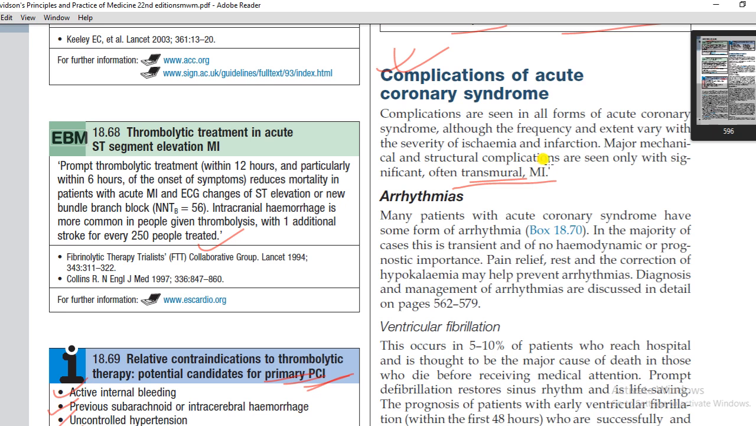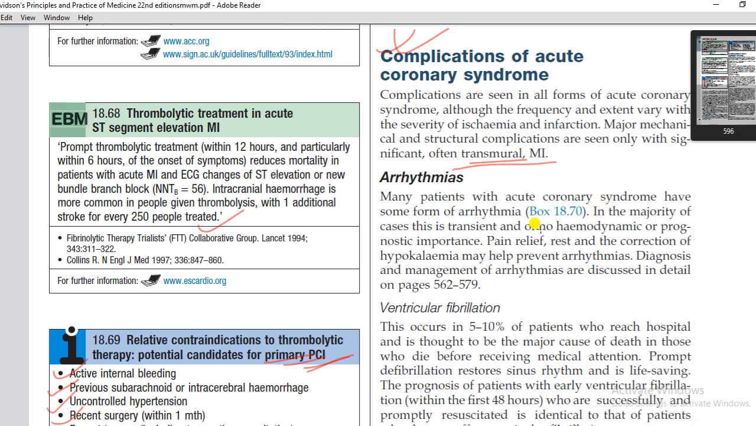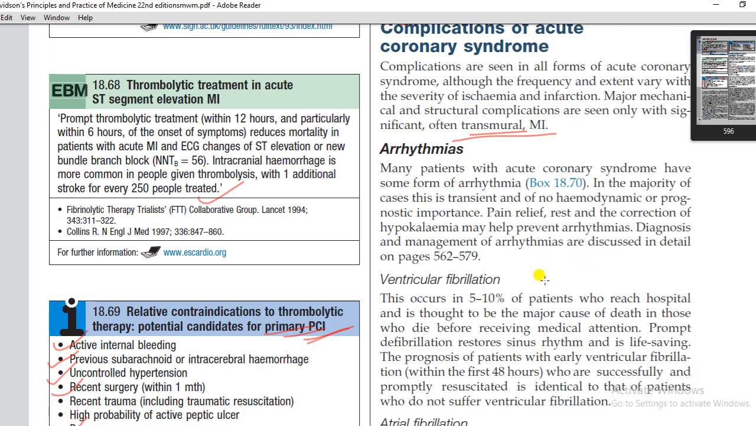Arrhythmias. Many patients with acute coronary syndromes have some form of arrhythmia. In the majority of cases, this is transient and of no hemodynamic or prognostic importance. Pain relief, rest, and correction of hypokalemia help prevent arrhythmias. Diagnosis and management of arrhythmias are discussed in detail elsewhere.